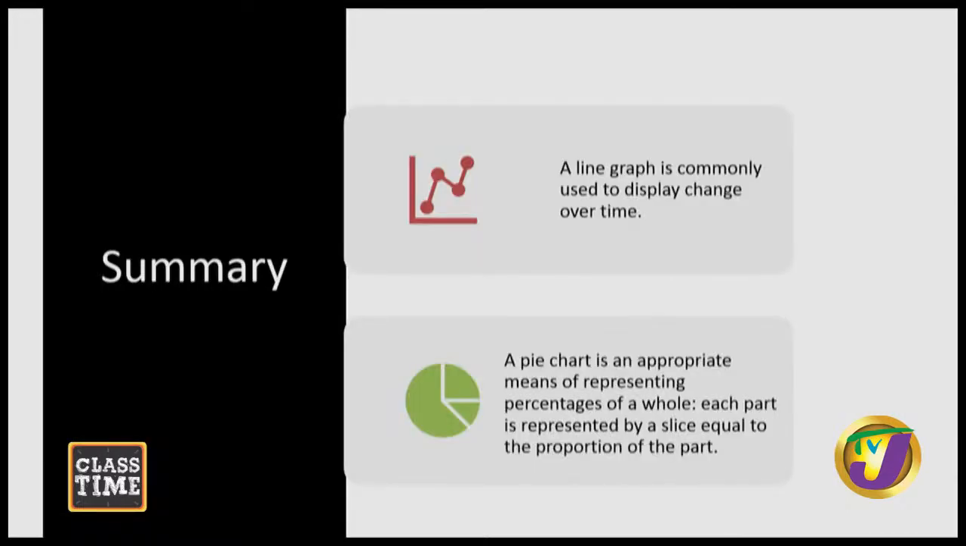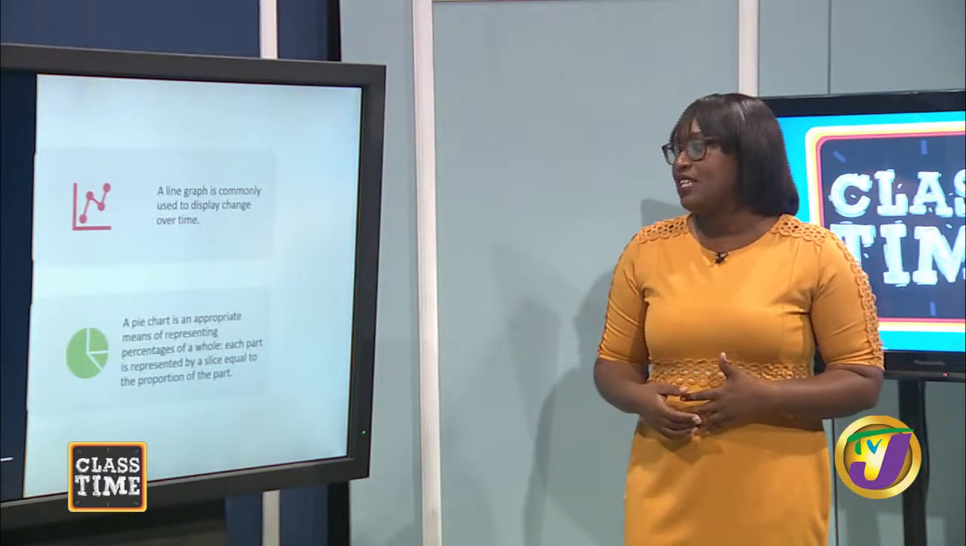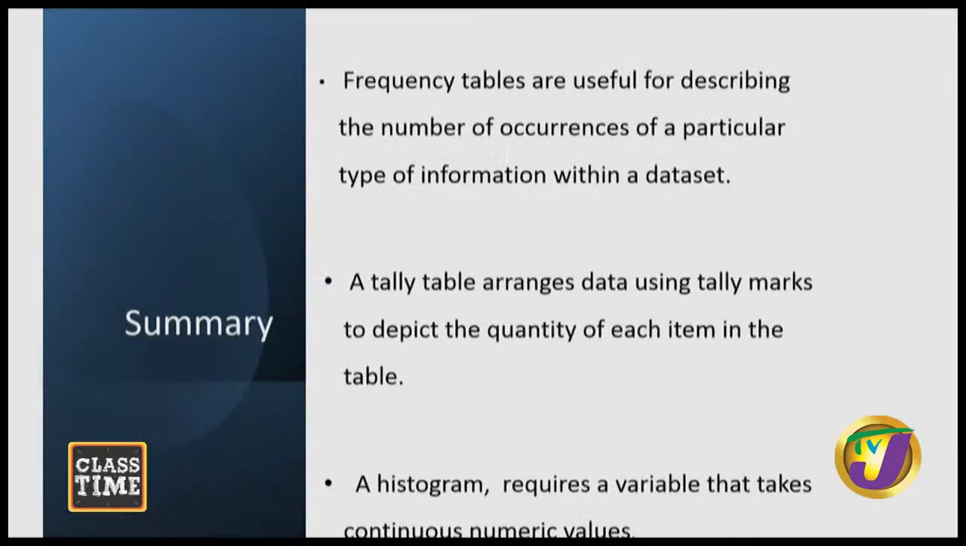All right. So let us look at a little summary. A line graph commonly displays change over time. The pie chart is an appropriate means of representing percentages of a whole. Each part is represented by a slice equal to the proportion of the parts. And that's the other summary that we have looked at. The frequency table looks at the number of occurrences in a particular event. The tally table depicts the tally marks, and the histogram requires continuous variables that we put on the histogram.